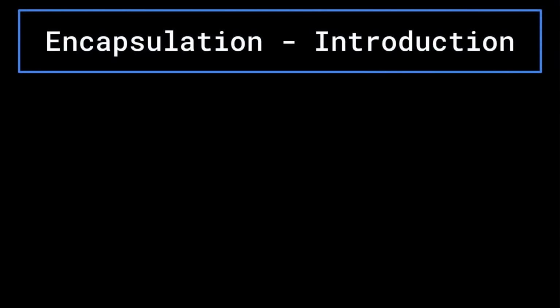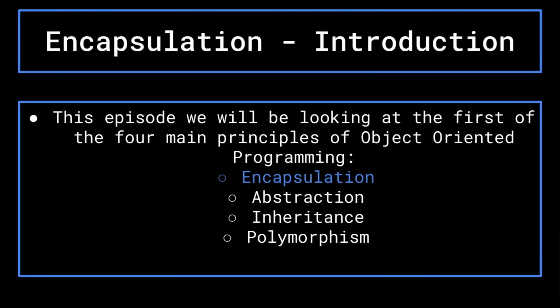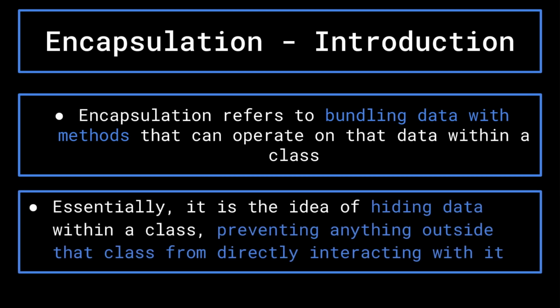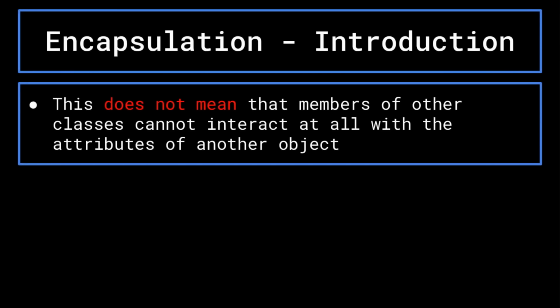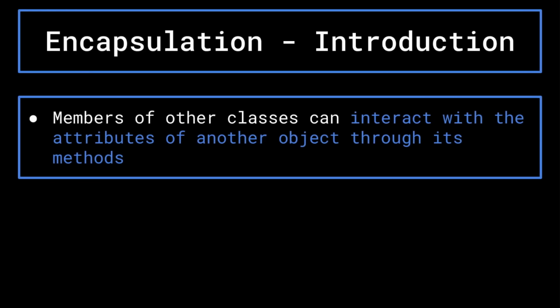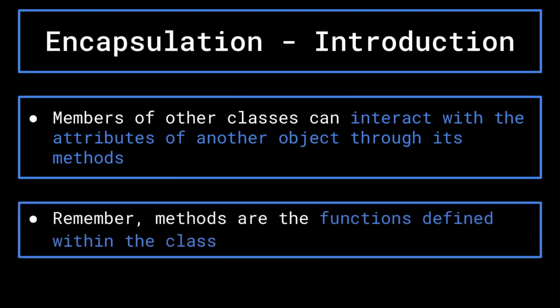This next section is going to be focusing on the first of the 4 main principles of object-oriented programming, encapsulation. Encapsulation refers to bundling data along with methods that can operate on that data within a class. Essentially, it is the idea of hiding data within a class that anything outside that class cannot directly interact with. That is not to say that they are unable to interact with a separate object's attributes at all, however. Instead, members of other classes looking to interact with the attributes of an object should only be able to do so through that class's methods.